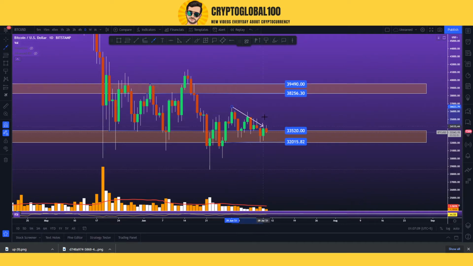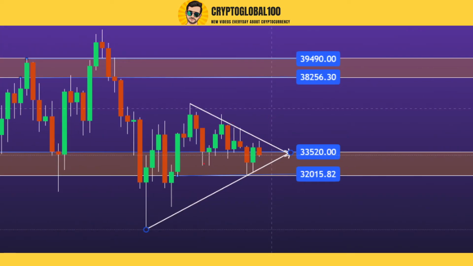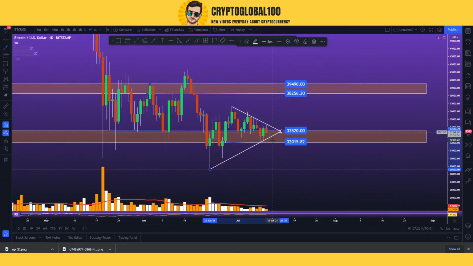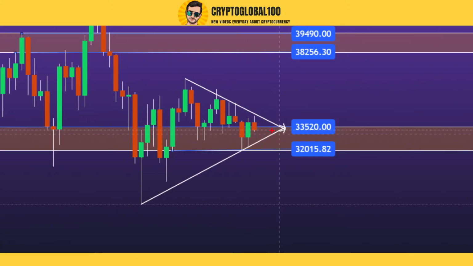If we take a look here, the price is consolidating, squeezing from this side and from this side. You can see the price is now making higher lows and lower highs. So maybe it's going to take a week or so, but we're going to see some move, that's for sure, because the price is now squeezing, and the point of confluence would be here, 32,000.